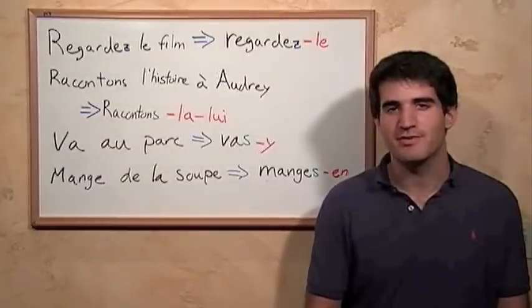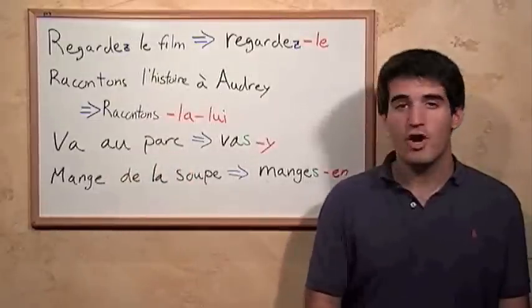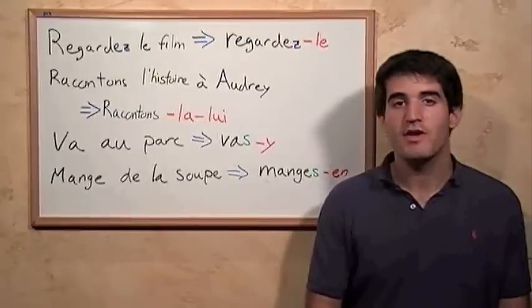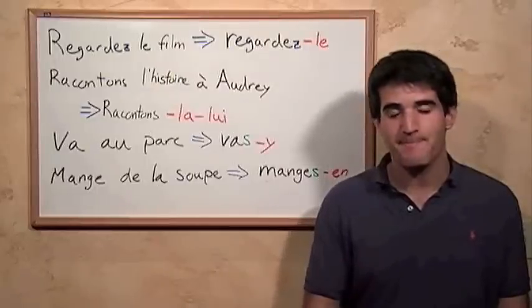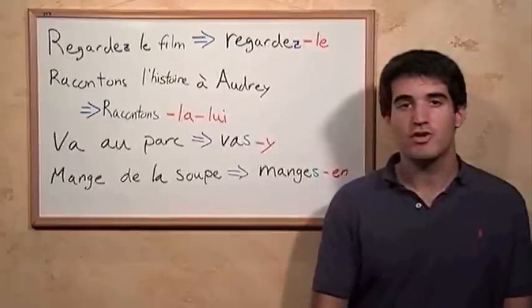Let's look at some more examples. Va au parc. Go to the park. We can replace au parc with y, the letter Y. So we get vas-y. Go there.